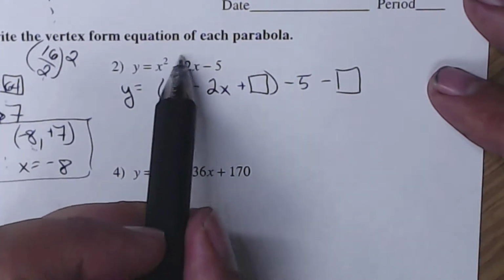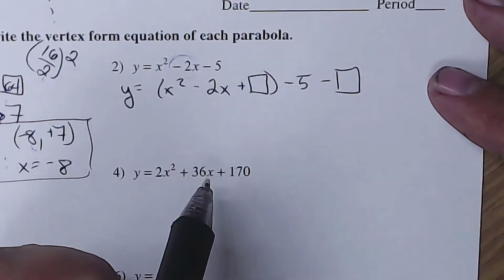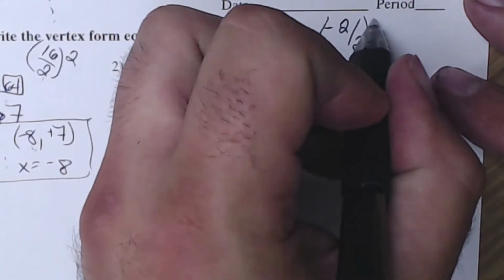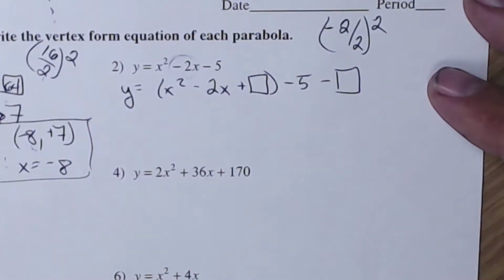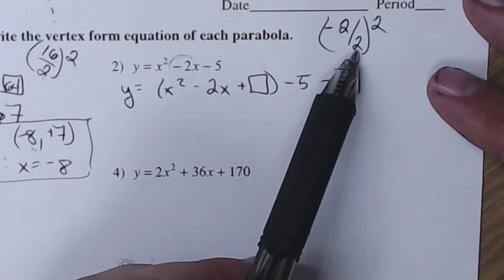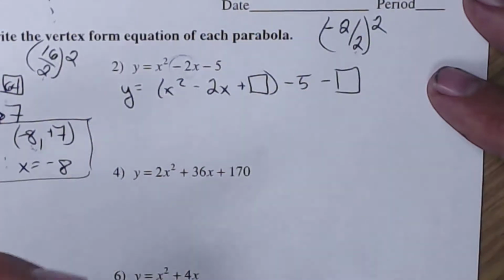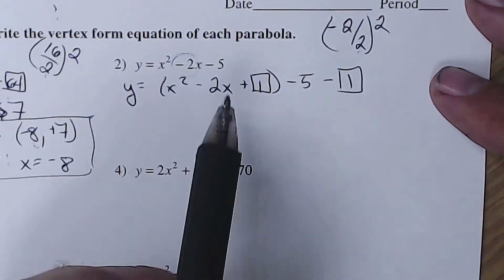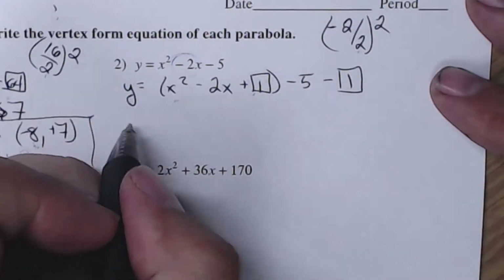Well, my middle term is negative 2x, so I have negative 2 divided by 2, and square it. Negative 2 divided by 2 is a negative 1, squared, positive 1. Not too shabby. Now I factor my parentheses.